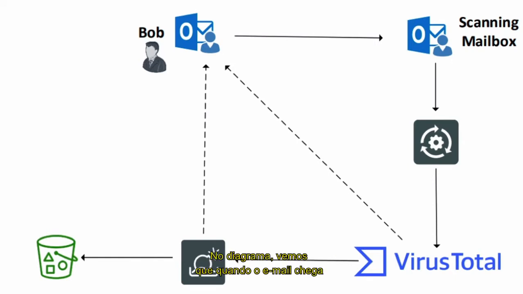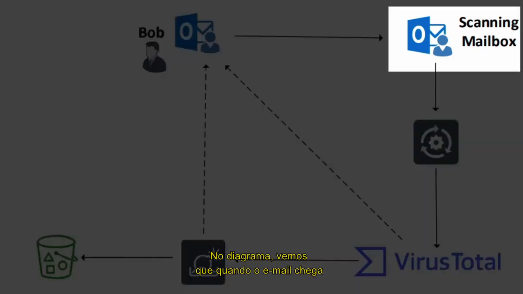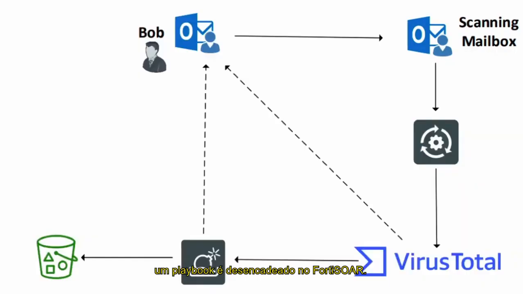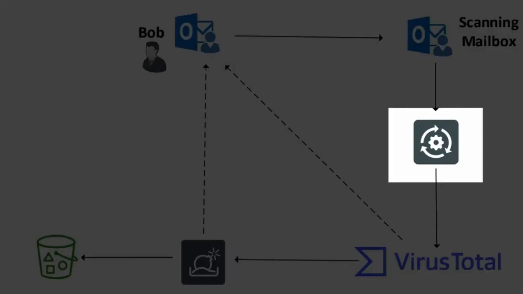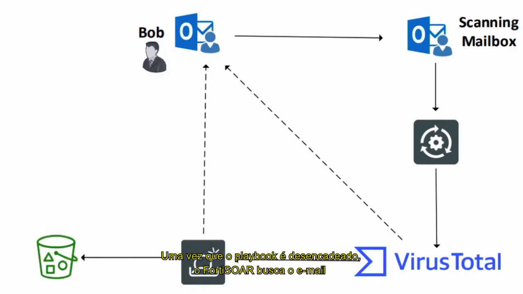From the diagram, we see that once the email arrives at the central mailbox location, a playbook within FortiSOAR is triggered. Playbooks are, in layman's terms, a collection of logical steps that execute based on the parameters set. Once the playbook is triggered, FortiSOAR will fetch the email and pass the contents, in this case attachment, to various sources.